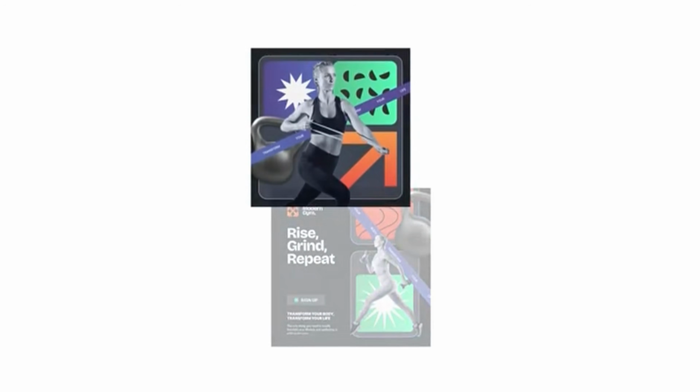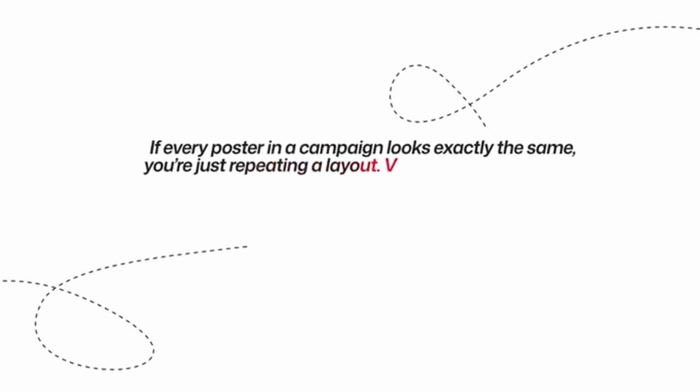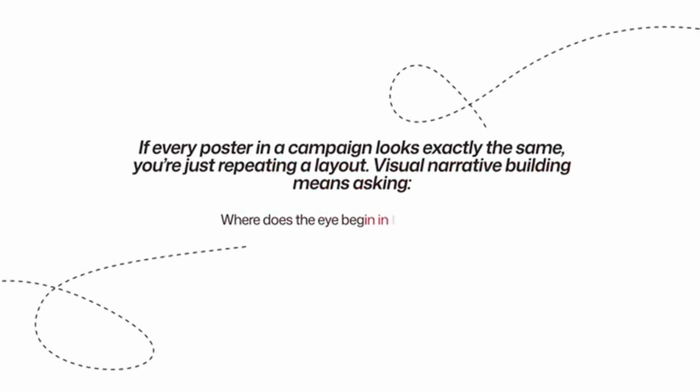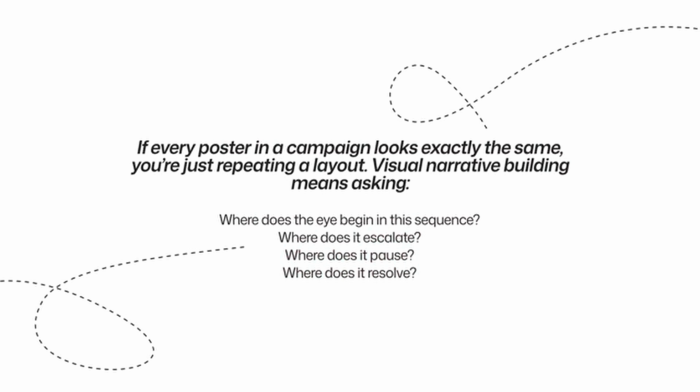And this does apply beyond just social media graphics. If every poster in a campaign looks exactly the same, you're just repeating the layouts. Visual narrative building means asking, where does the eye begin in the sequence? Where does it escalate? Where does it pause? And where does it resolve? So try to think of your designs as mini stories in some respects, and then you can build some kind of dynamic narrative, yet maintain the same visual language across the board.